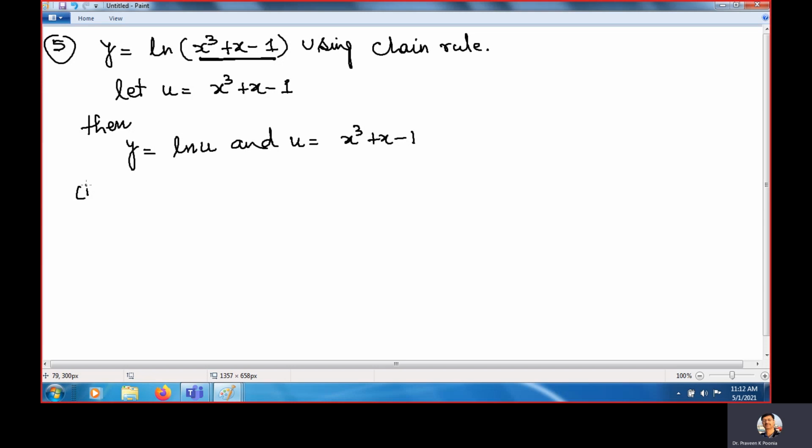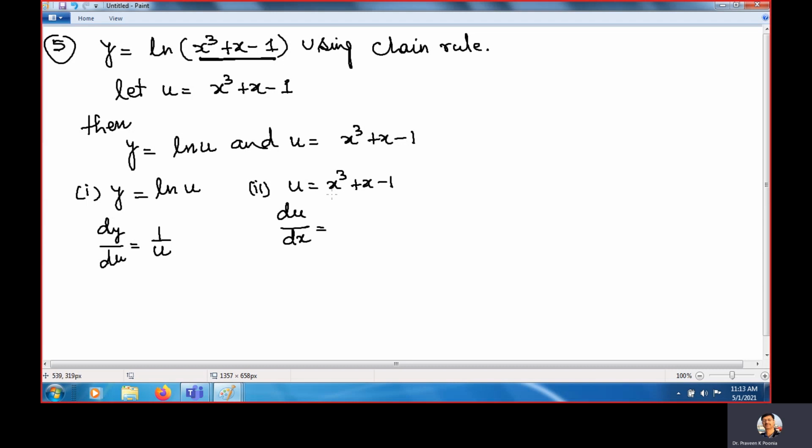So same thing like the previous question, y is equal to ln u. So what is dy by du? Ln u means 1 upon u. Second, u is equal to x power 3 plus x minus 1. What is du upon dx? X power 3 means 3x power 3 minus 1, 3 minus 1 is 2, plus the differential of x with respect to x, it is 1, and differential of 1 is 0. So what is the answer? Answer is 3x square plus 1.